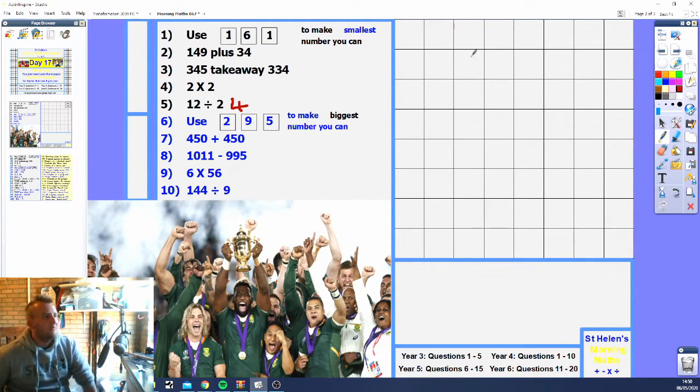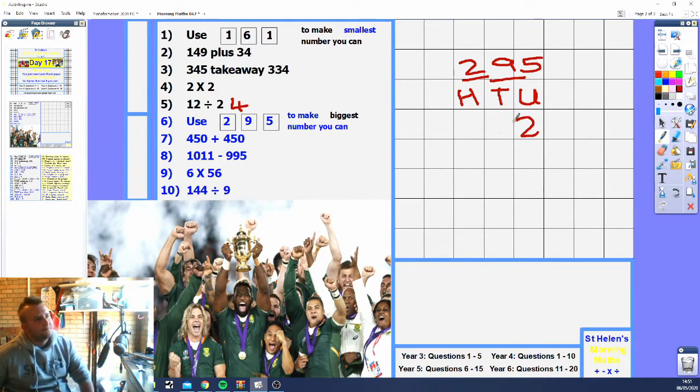Now we're going to make the biggest number from 295. As I said with the year 3 one, it's all about where your digits are. So we're going to put the digits down: 2, 9, and 5. If we need to make the biggest number, we need to put the largest digit in the largest place value and the smallest digit in the smallest place value. So I'm going to put the 2 in the smallest place value, then my second largest number here and the largest number over here. So I get the largest possible number of 952.